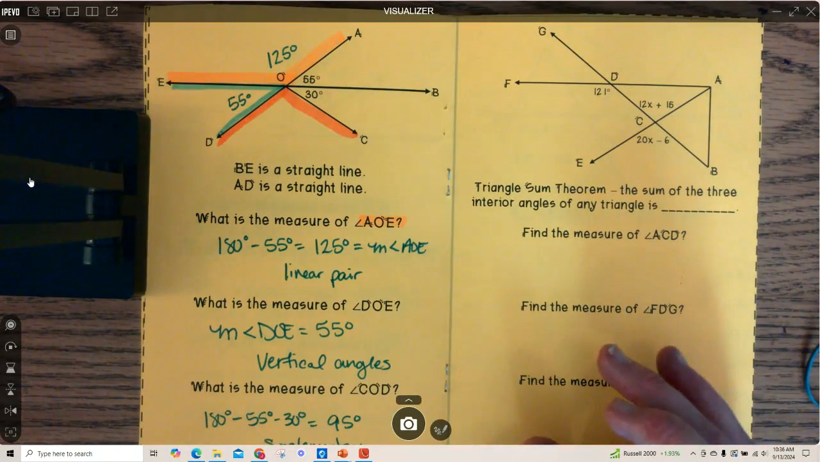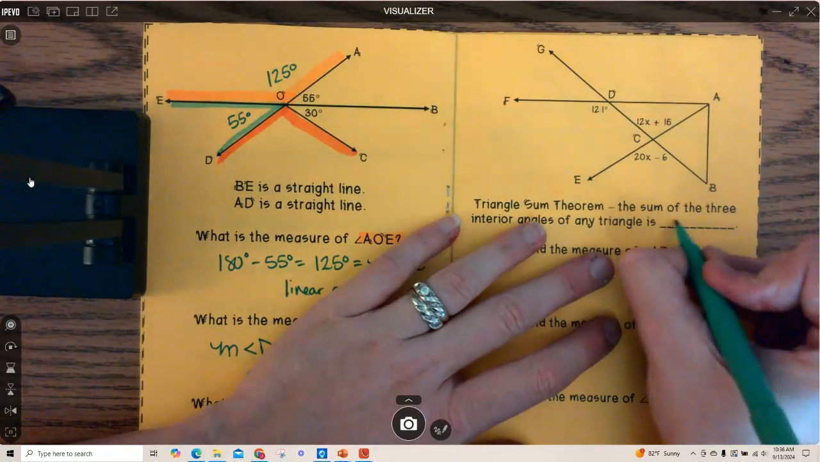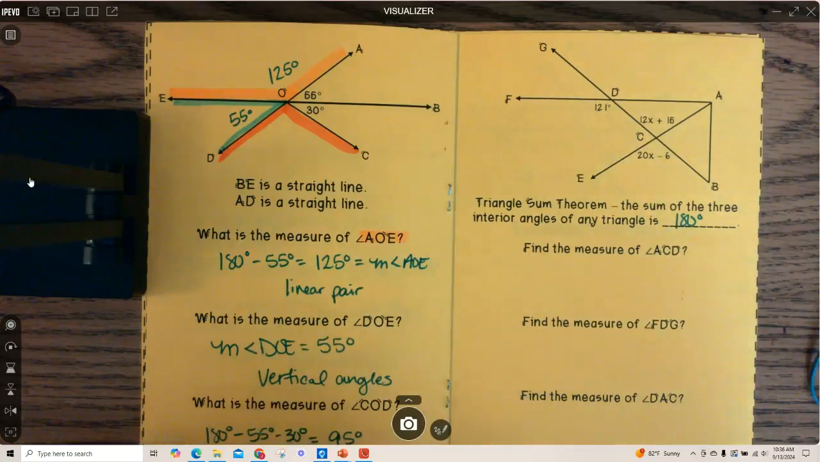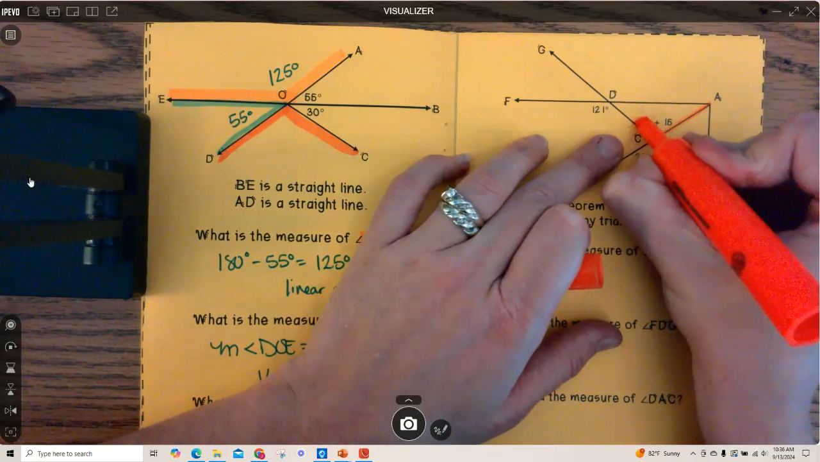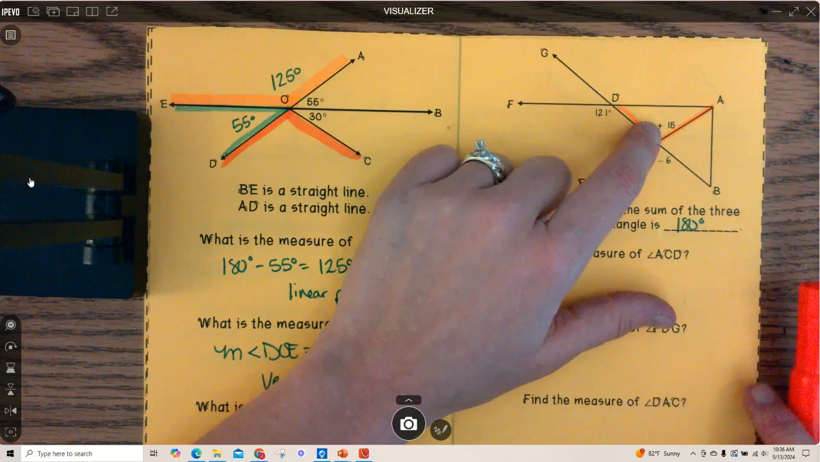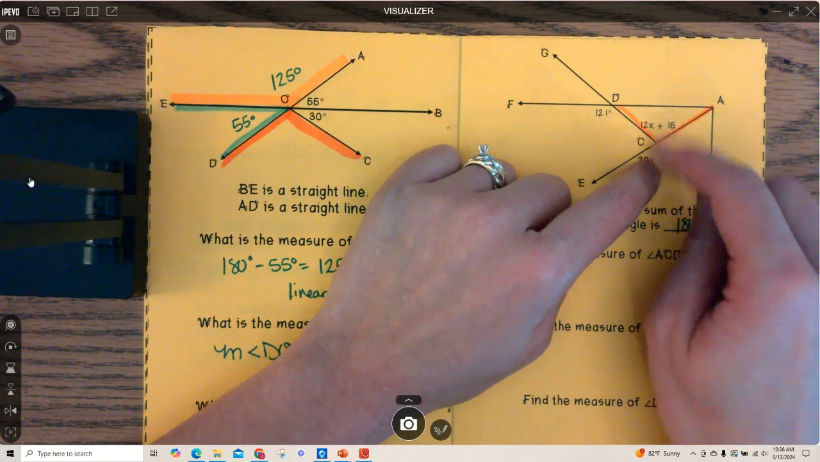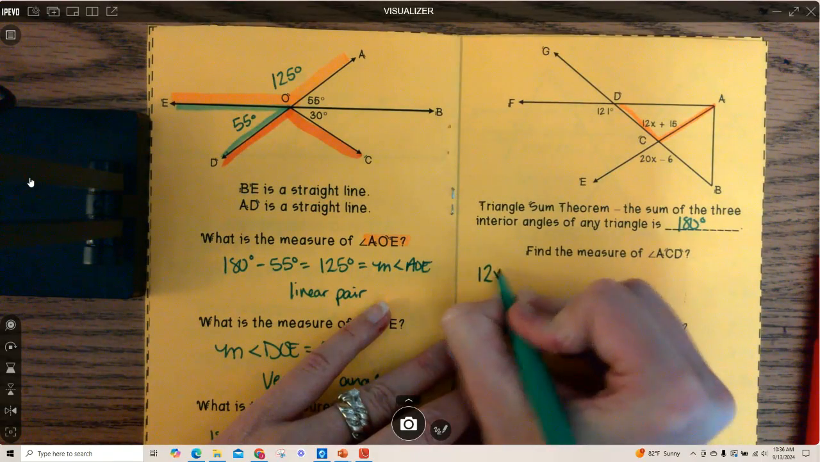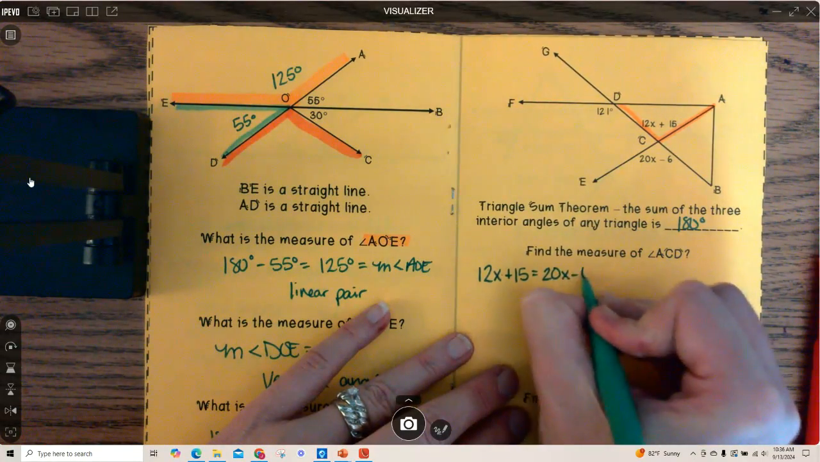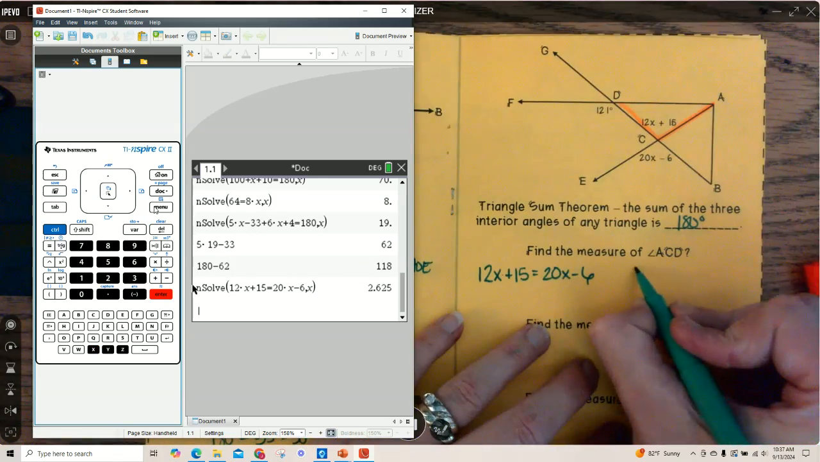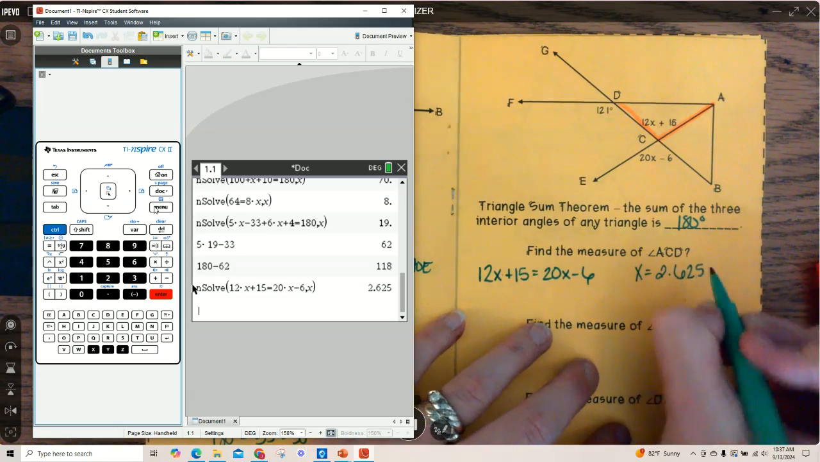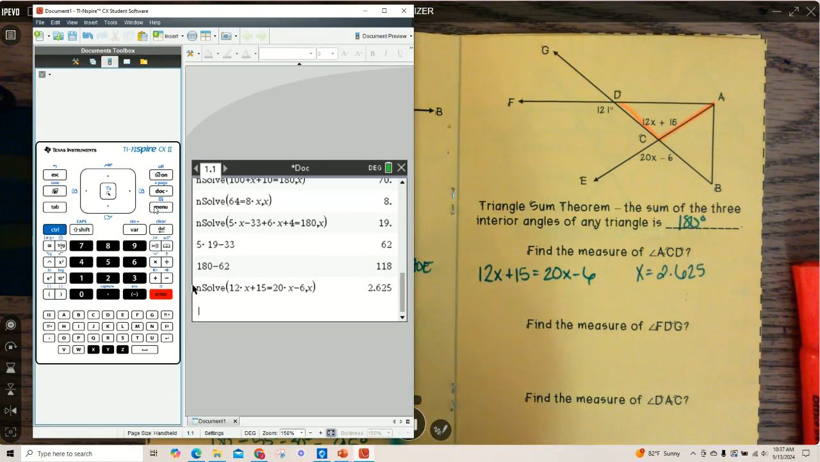Okay, triangle sum theorem. The sum of the three interior angles of any triangle is 180 degrees. So, first one here. Find the measure of ACD. C is this center point here. So, ACD is that one. So, what we've got here, we've actually got vertical angles. Okay? So, vertical angles are congruent, so we can set those equal to each other. So 12x plus 15 equals 20x minus 6, and we get x equals 2.625. We're going to leave it like that, and that's okay. But that's just what x equals.